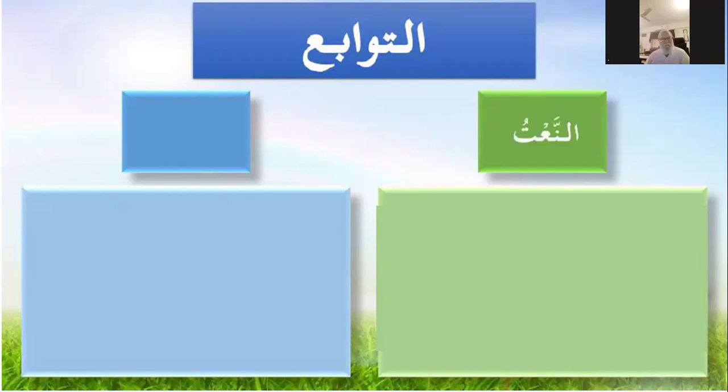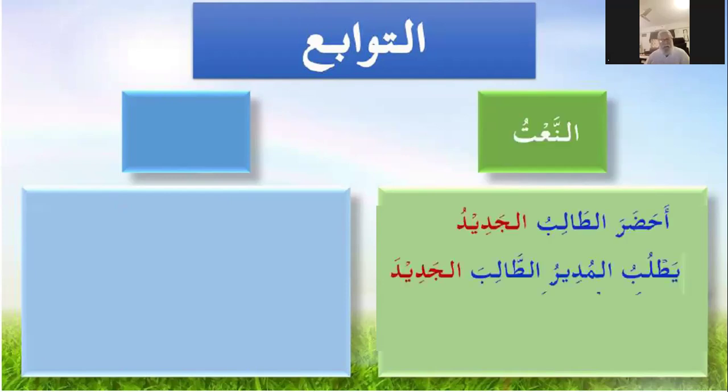Mawsuf sifat. Naat, and the fourth was Badal. So a naat, we say Asar al Talibu Jadidu. Look, a Talibu Jadidu is sifat, naat, but al Jadidu is naat sifat. And what is the Mawsuf or the Manut? That is a Talib.